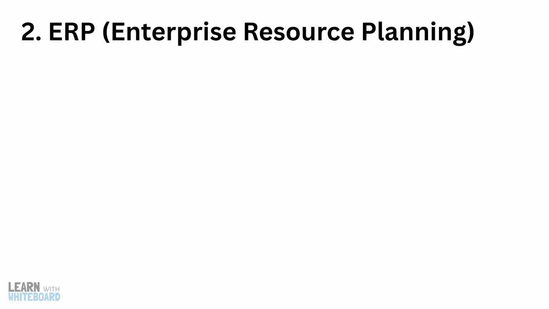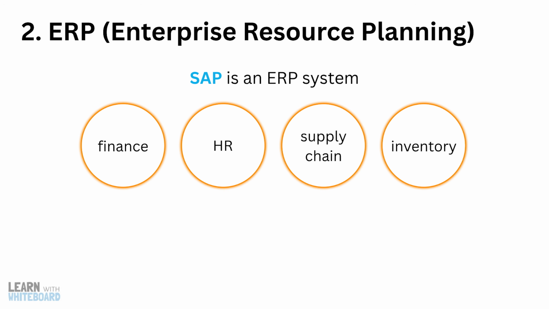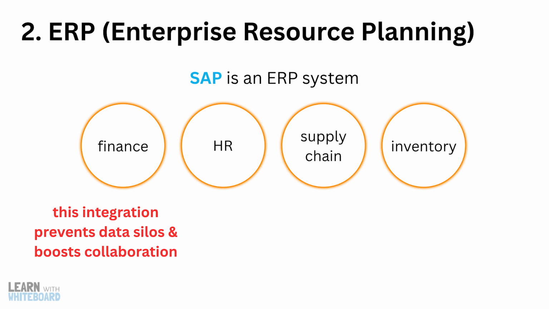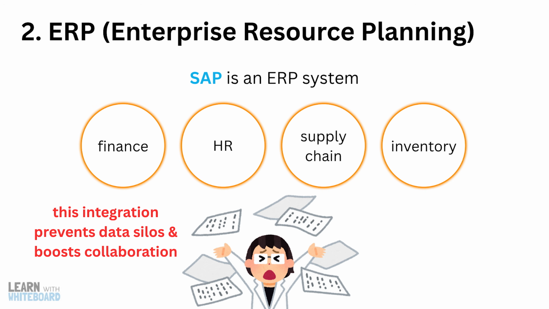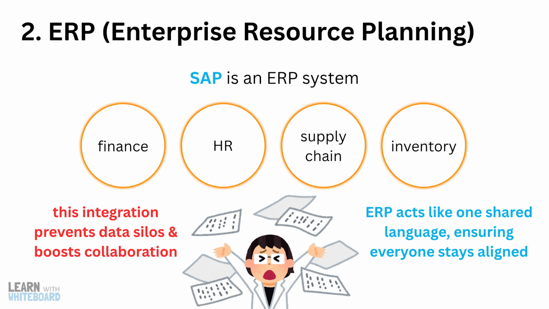2. ERP. It stands for Enterprise Resource Planning, and as we all know, SAP is an ERP system. That is, a software that unifies daily business tasks like finance, HR, supply chain, and inventory under one roof. This integration prevents data silos and boosts collaboration. Imagine a company where sales, finance, and inventory each use their own software. Total chaos, right? An ERP acts like one shared language, ensuring everyone stays aligned.